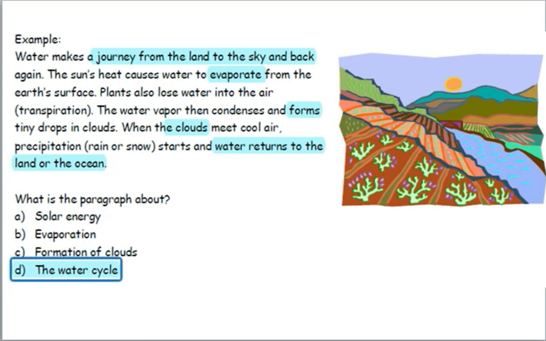Okay, let me show you the answer key. D. Okay, reading the first sentence and looking through the rest of the paragraph very quickly will give you the keywords. Words like evaporate, form, clouds, return to land will help you get the answer. And difficult words like transpiration and precipitation are not necessary, so you can just read past them.